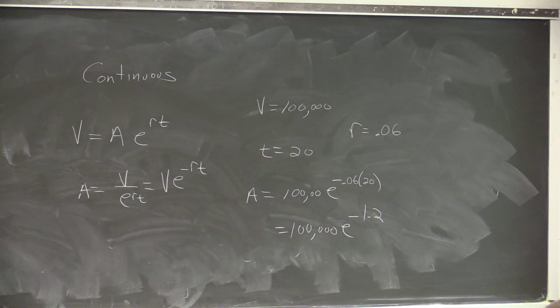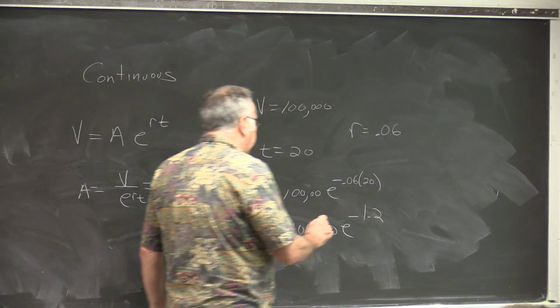And what is its value equal to? Just get e to the minus 1.2 and multiply by 100,000. And what is this going to equal to?